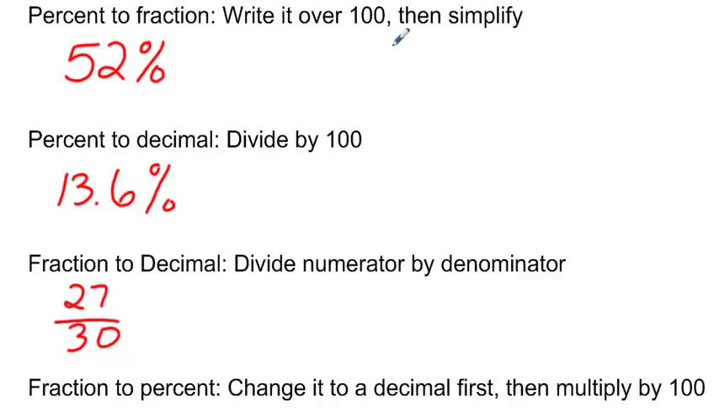So if you want to change from a percent to a fraction, you simply write whatever your percent is over 100 and then simplify. So in this case we have the number 52%. So we would write 52 over 100, and then we would simplify that fraction. So this fraction simplifies to 13/25.